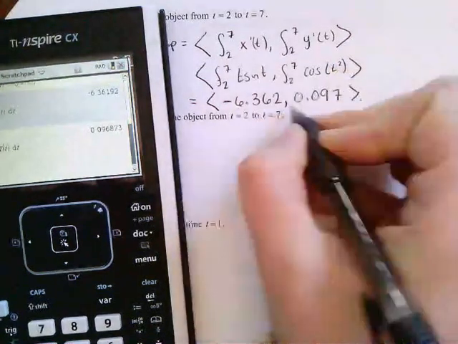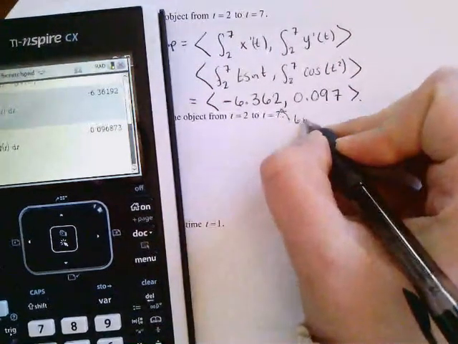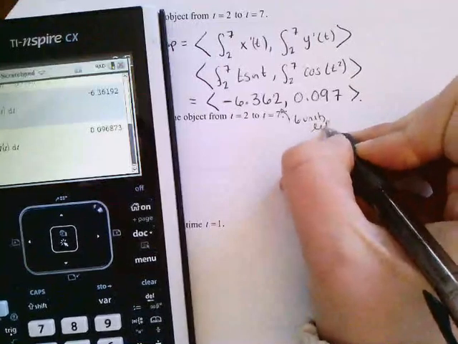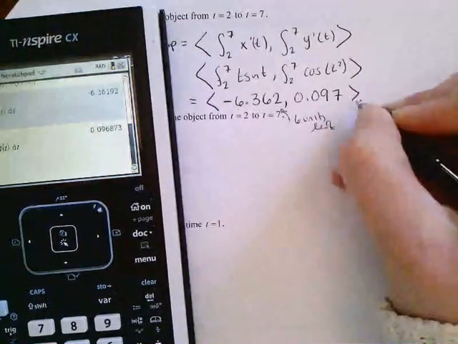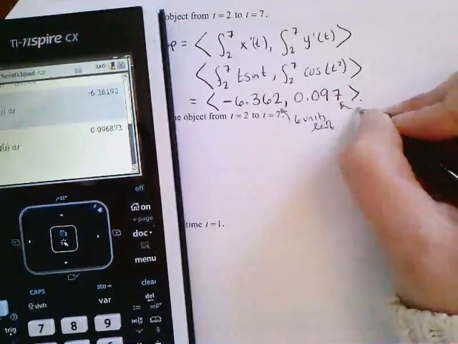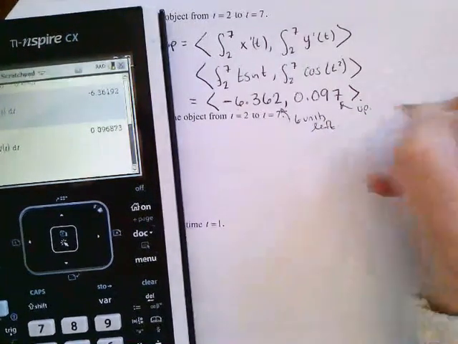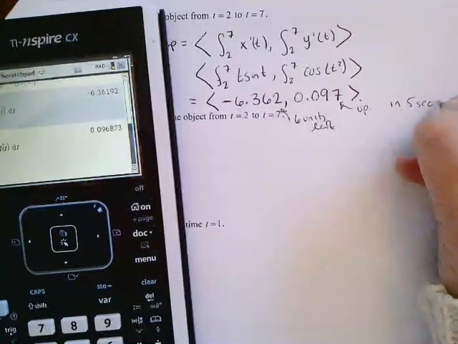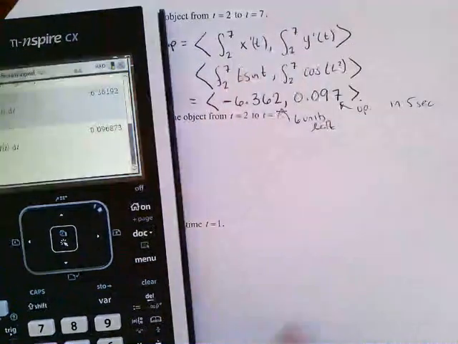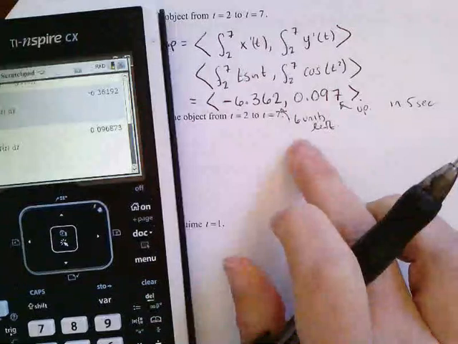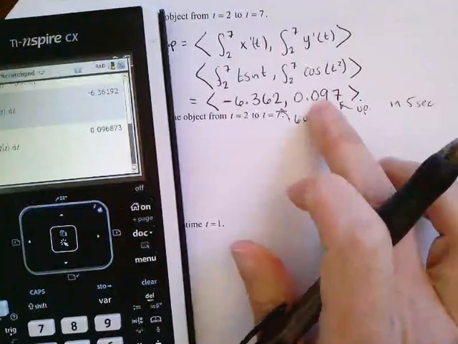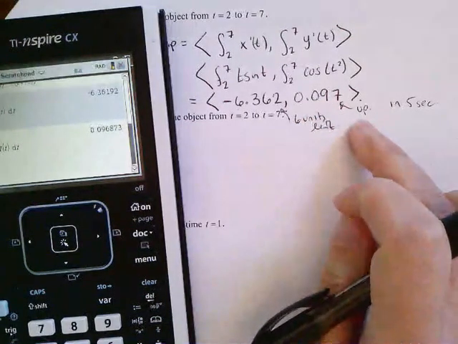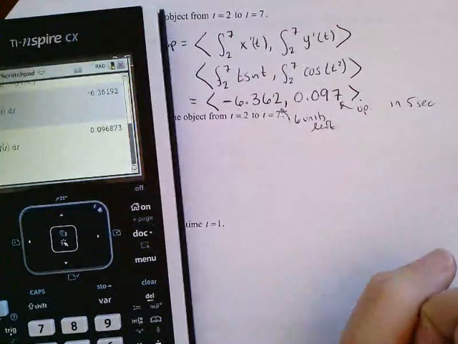So basically this says that it moved 6 units left and 0.097 units up in 5 seconds, from t equals 2 to t equals 7. So in 5 seconds, it moves 6 units left and 0.097 units up from its original position.